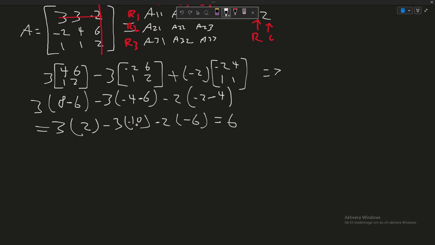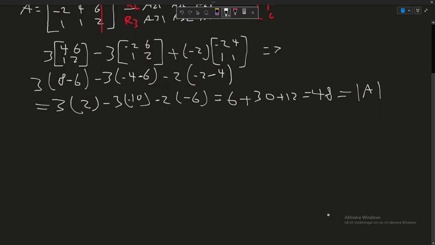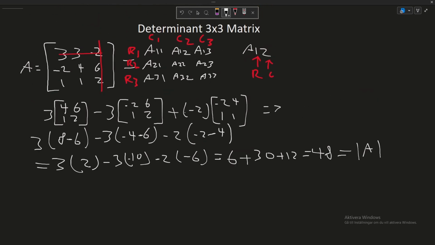-3 multiplied by -10 is +30. Then we have -2 times -6, which is +12, which is 48, which basically is the determinant of the 3 by 3 matrix here. So yeah, it's pretty easy. It's just time consuming, but yeah, I think you can solve this.